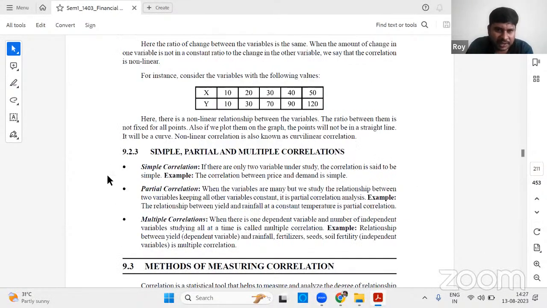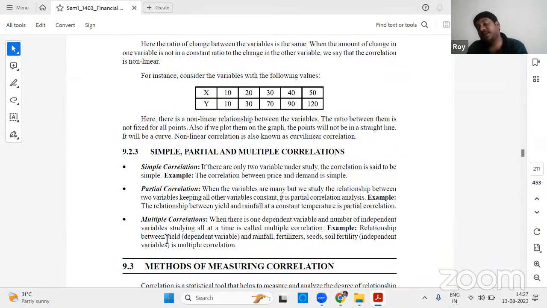Now, simple, partial and multiple correlation. Simple correlation: if there are only two variables under study, the correlation is called simple. The correlation between price and demand is simple. Partial correlation: when many variables are present, but we study the relationship between two variables, keeping all other variables constant, it is called partial correlation. For example, the relationship between yield and rainfall at a constant temperature is partial correlation. Multiple correlation: if there is a dependent variable and a number of independent variables.